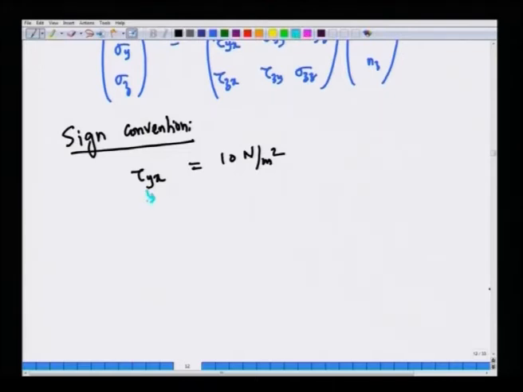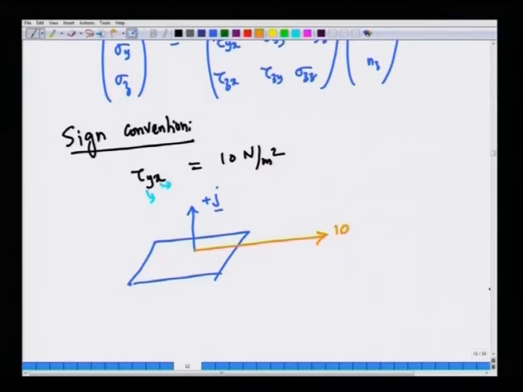Y is the direction of the unit normal. So, you are essentially thinking of a surface whose unit normal is in the plus j direction, and x is the direction of the force. So, we are now saying that on a surface whose unit normal is in the plus j direction, there is a force which acts per unit area of the surface with a magnitude of 10.